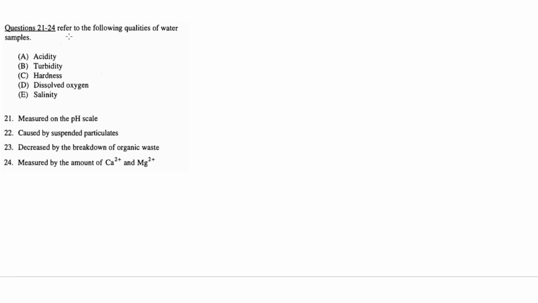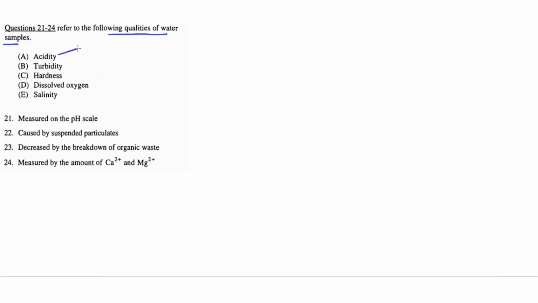Questions 21 to 24 refer to the following qualities of water samples. A. Acidity, B. Turbidity, C. Hardness, D. Dissolved oxygen, and E. Salinity. So in this question, we're asked to connect or map four of these qualities of water to the four questions down here. So let's begin by defining each of these terms.